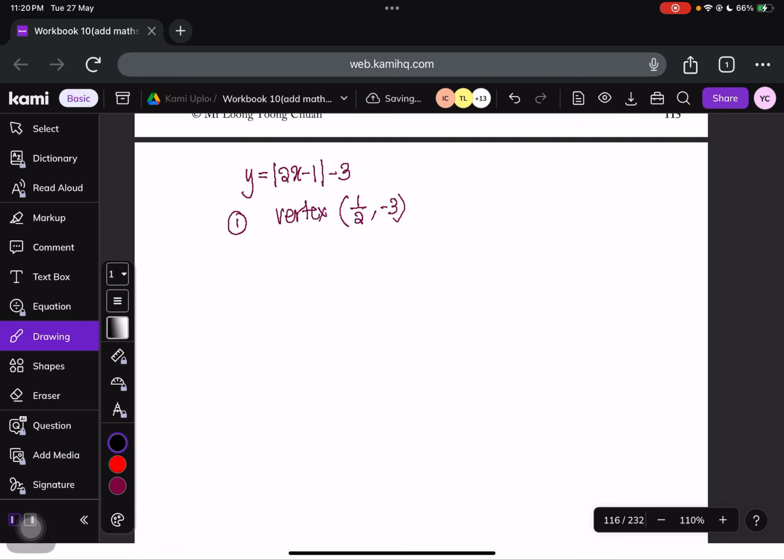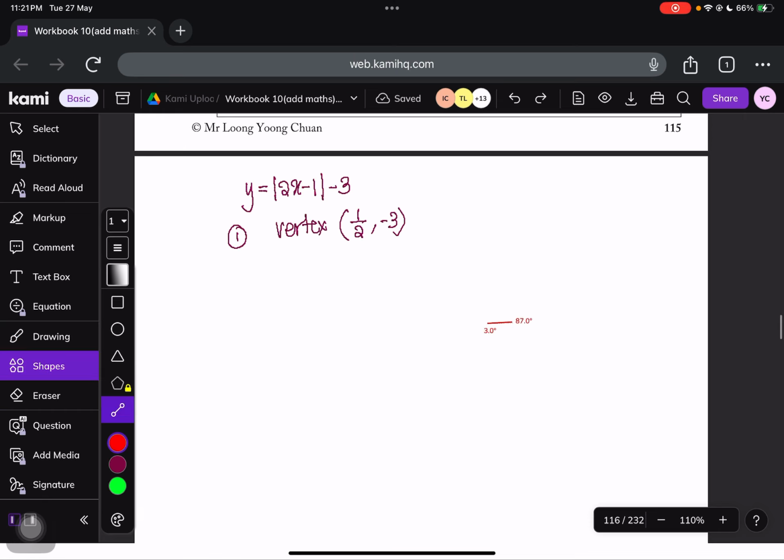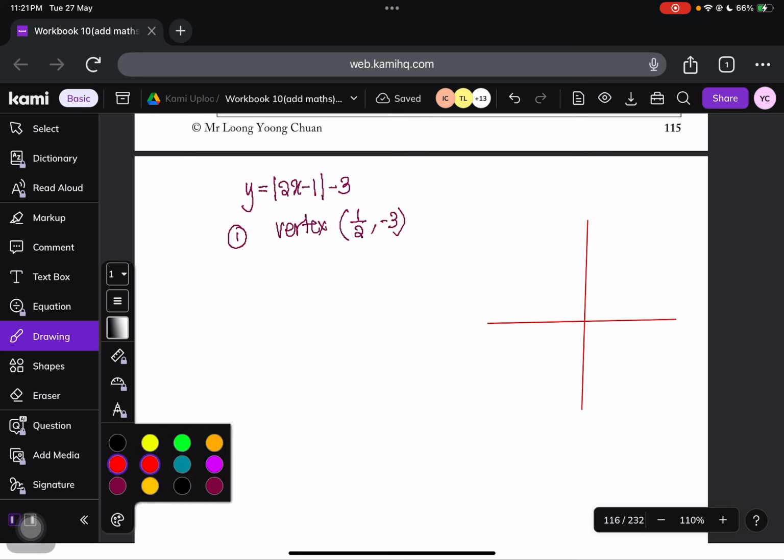So when I draw my graph, let's say this is the graph that I want to draw. Let me use the line shape. This is the y-axis. This is the x-axis. Now my point is at (1/2, -3), so it is somewhere around here, where this is negative 3 and this is 1/2. So this is the vertex.